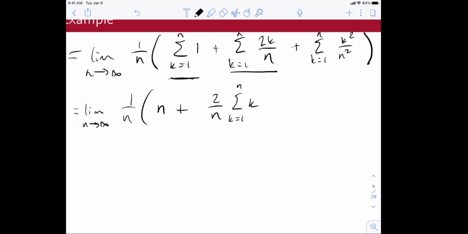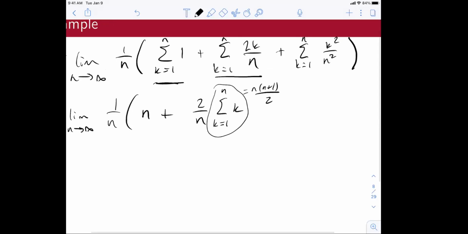What's the sum k equals 1 to n of k? Who remembers? Ooh, so close. Yeah, you were close enough that I'm going to say good enough. This is n times n plus 1 divided by 2. Very good.